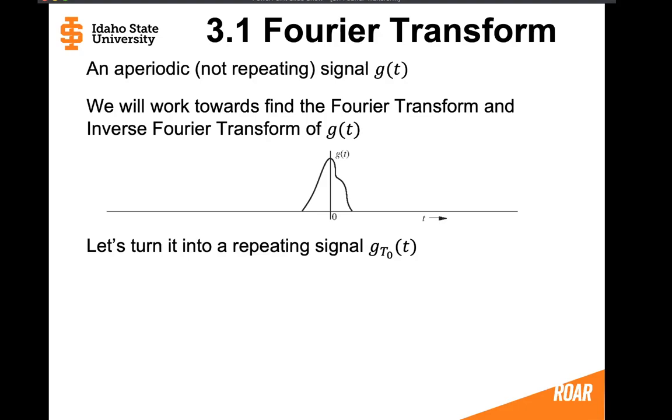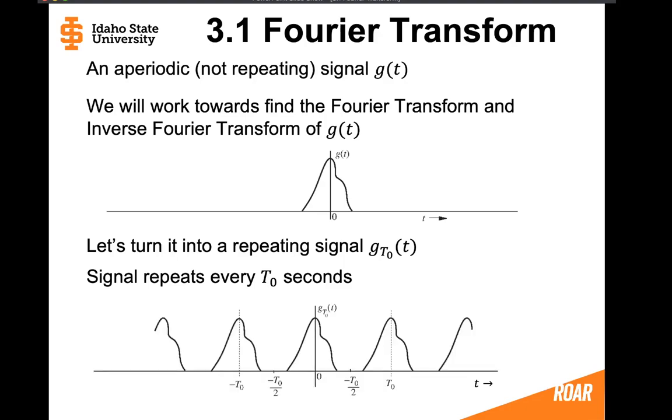Now let's turn it into a repeating signal, and we'll call this repeating signal g sub T naught. This T naught denotes the period with which the signal g(t) repeats. So the signal is going to repeat every T naught seconds, and that's the period. If we were to transform that non-repeating signal into a repeating signal, it might look like this, where every T naught, the signal is going to repeat.